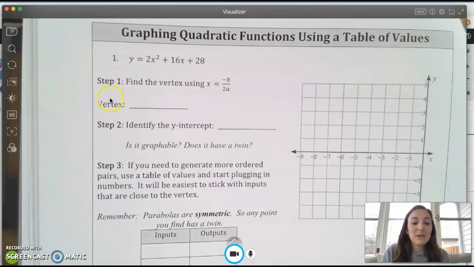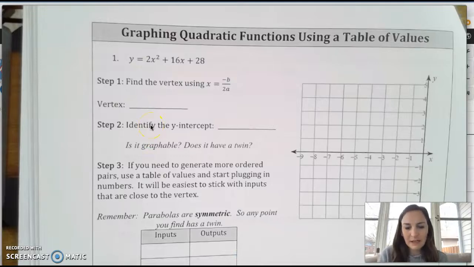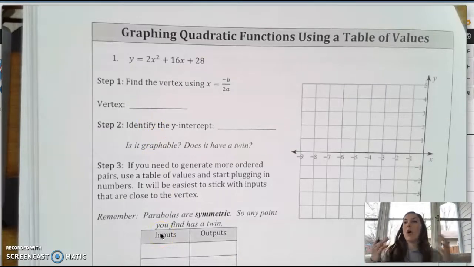We need to make sure we include the vertex every single time, the y-intercept every time, and we've gotten pretty good at this, right? We've done a lot of examples finding the vertex and y-intercept, and then we're going to make a table of values. And remember, we can always make a table of values. I could give you a cubic function right now, and you guys could graph it because you could just input values for x in a table of values.